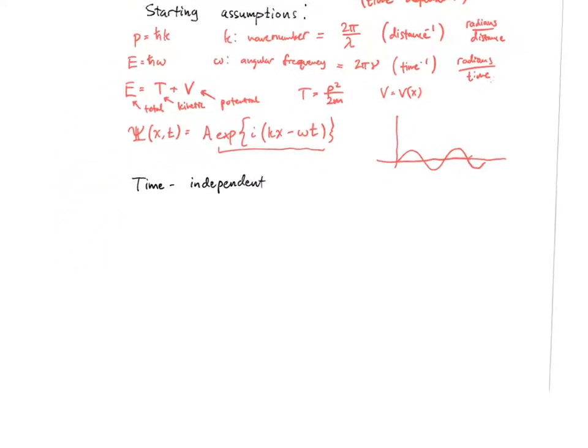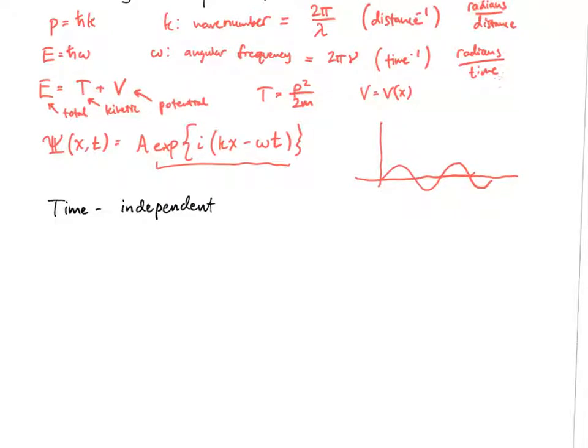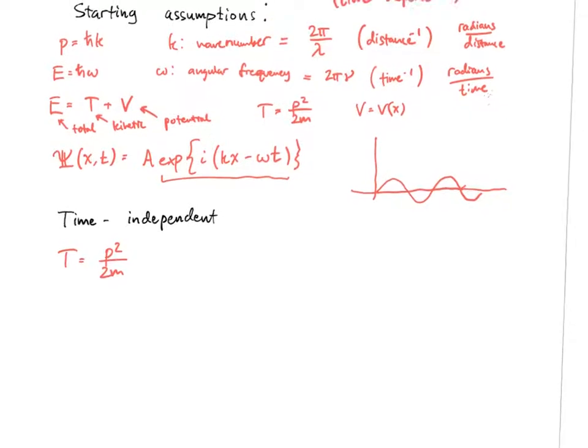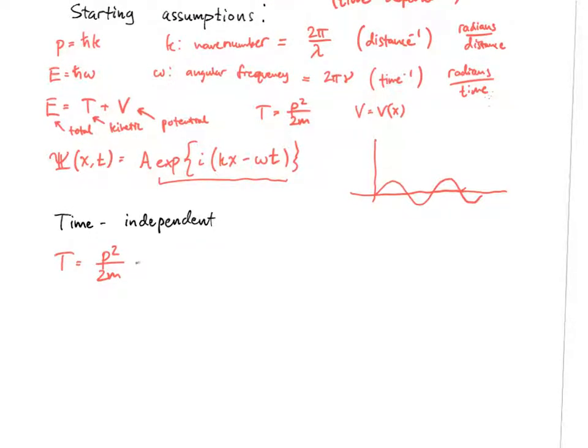Okay, let's begin by converting the kinetic energy to something we can work with. This is the kinetic energy, and it equals the momentum squared over 2m. But we have up here what p equals, so that just becomes h bar squared k squared divided by 2m. Okay, so that's a good start.